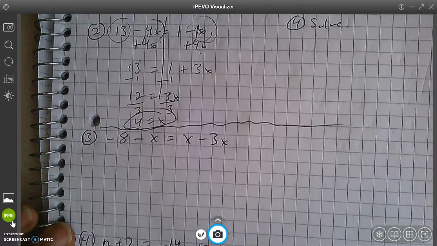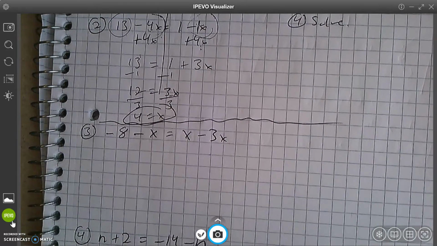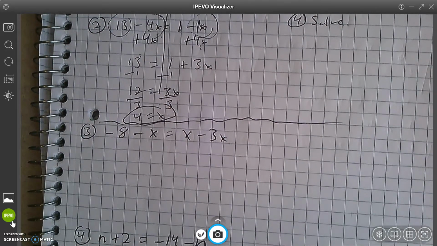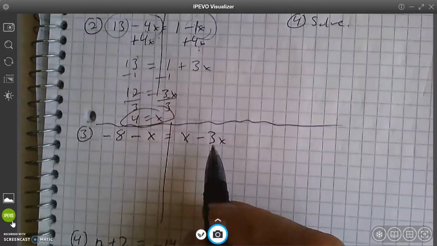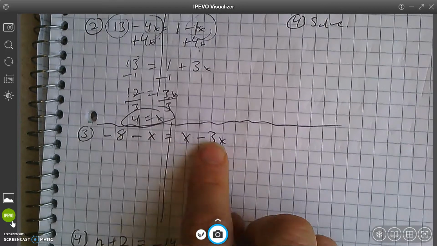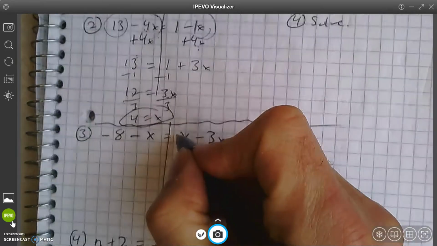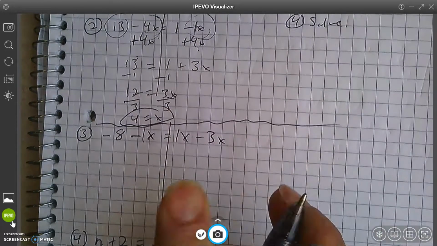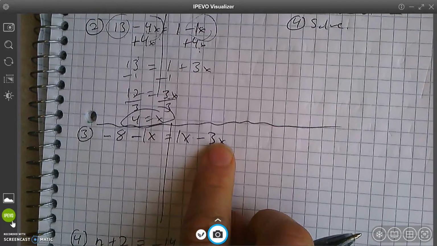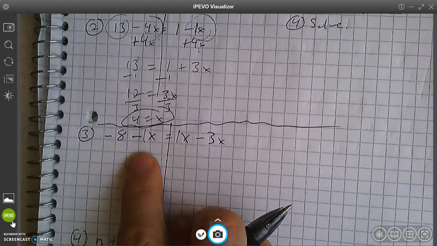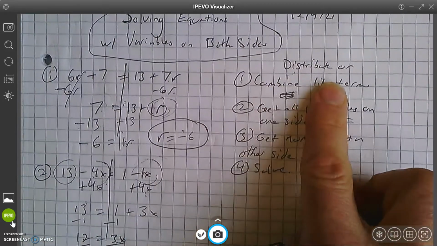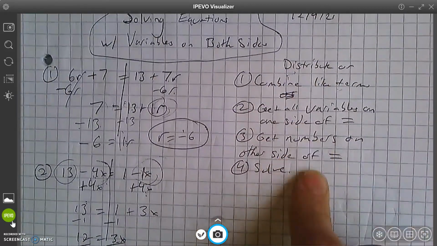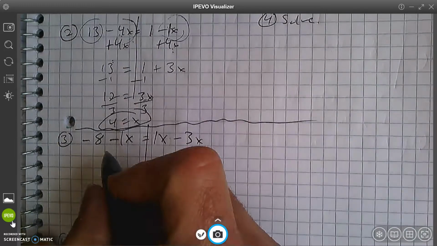Okay, number 3. This one's a little tougher. Check it out. What do I notice? I take stock of what I have. I put a 1 here, a 1 here. I see I have like terms on this side of the equal sign, not that side. So I'm going to combine like terms first, before I do anything with the variables on the other side.